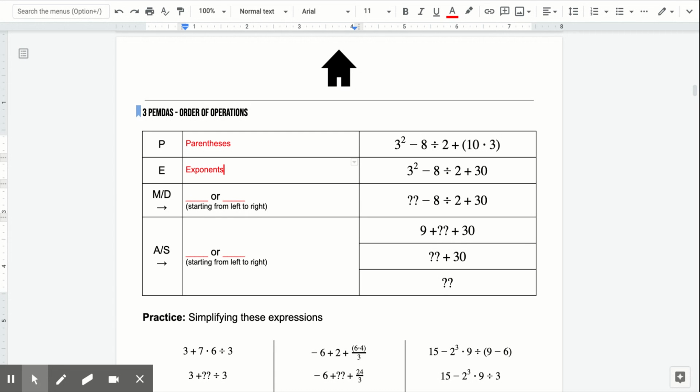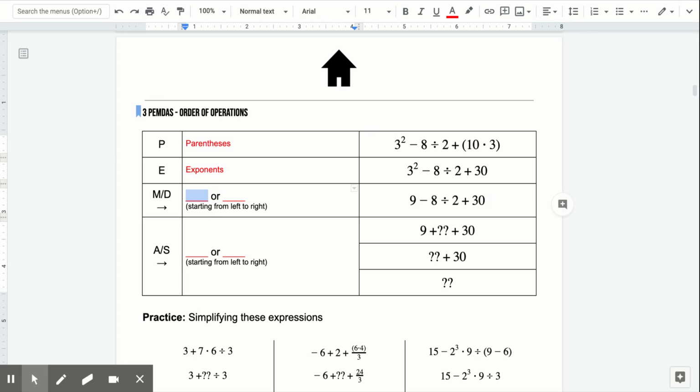E-X-P-O-N-E-N-T-S, exponents. So the way you identify the exponents is this little number attached to the big number. Remember, this is called the base, and then this number right here is called the exponent. So 3 to the second power can also be written as 3 times 3. Remember, it is the base number 2 times, so 3 times 3, giving us a 9. So once we are done, there's no more exponents.